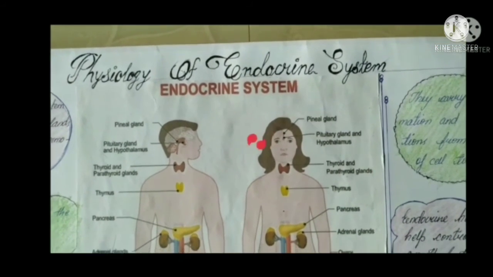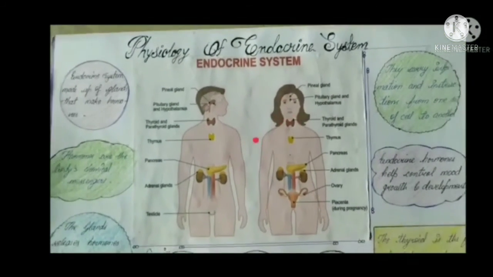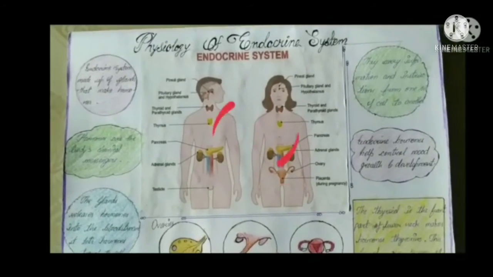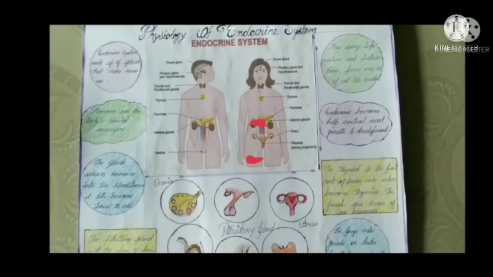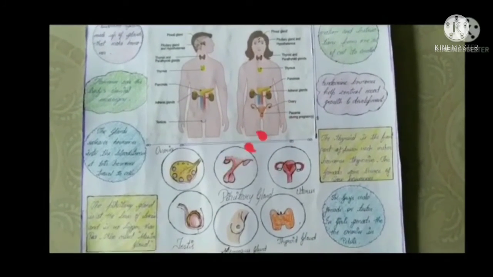Hormones are the body's chemical messengers. They carry information and instructions from one set of cells to another. The glands release hormones into the bloodstream. This lets hormones travel to the cells.